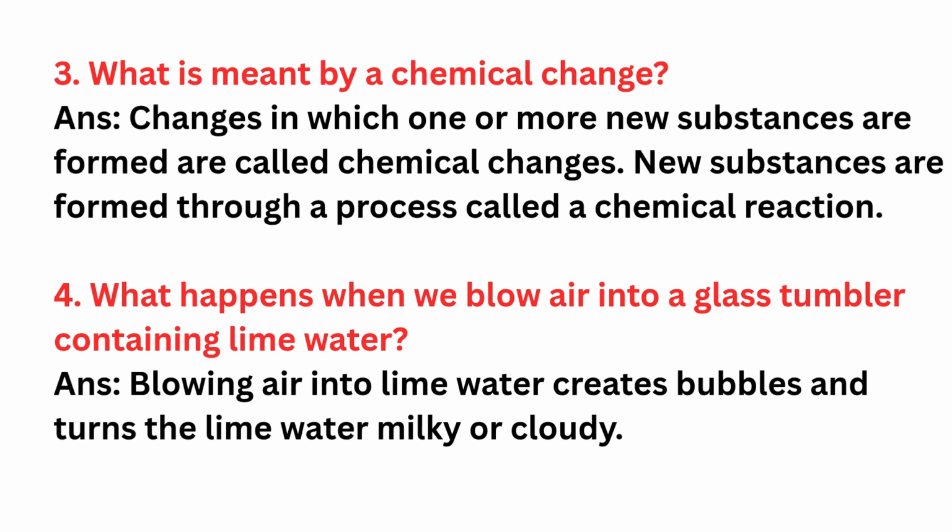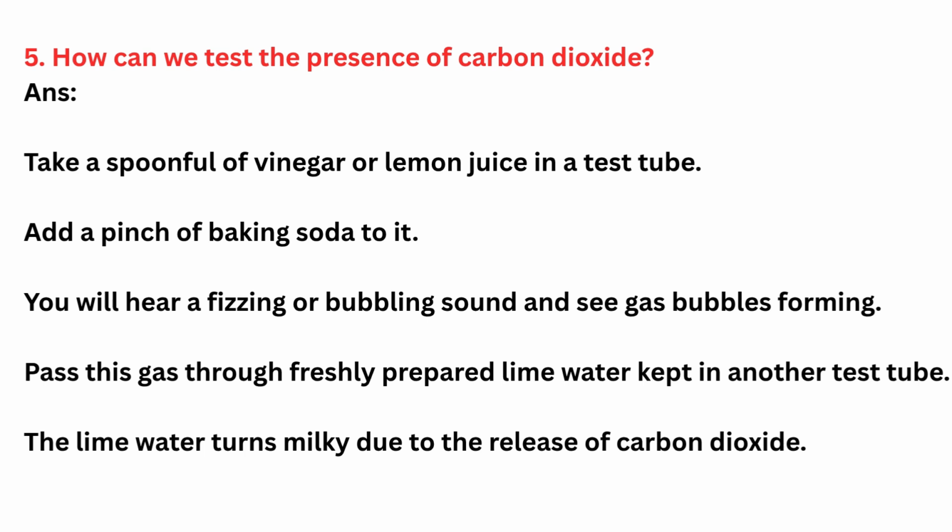Question number 5, how can we test the presence of carbon dioxide? Answer: take a spoonful of vinegar or lemon juice in a test tube. Add a pinch of baking soda to it. You will hear a hissing or bubbling sound and see the gas bubbles forming. Pass this gas through freshly prepared lime water kept in another test tube. The lime water turns milky due to the release of carbon dioxide.